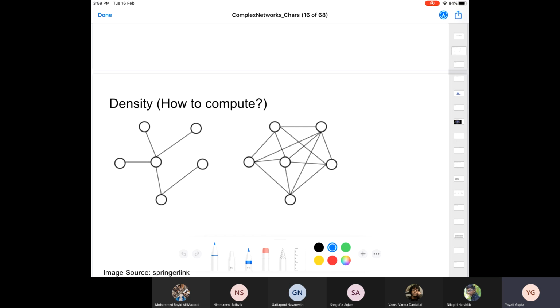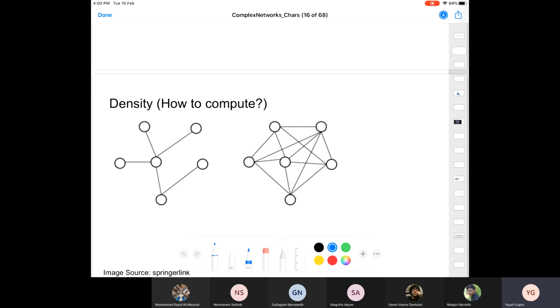I'm showing you two graphs, one on the left and other on the right. Which one do you think is denser? By just looking at these graphs, which one of these is denser? The right one. Yes, okay. So by looking at the graphs, I can tell you, yes, the left graph is sparser, the right one is denser. But how do you exactly capture that density? How do you quantify it?